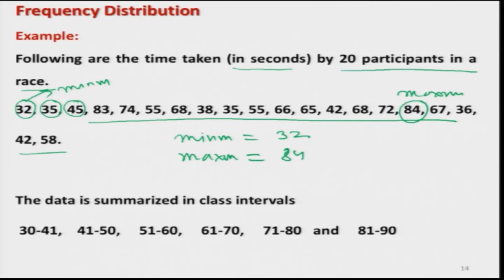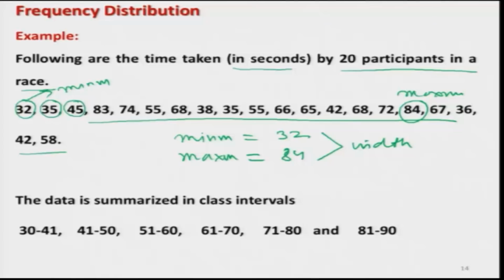Now, looking at these two values, minimum and maximum, I have to define here the width of the class interval. And this width is going to decide the number of intervals also. So, by looking at this data, suppose suitably I choose that the width of the interval should be of 10 seconds. So, I try to create here different classes like this.